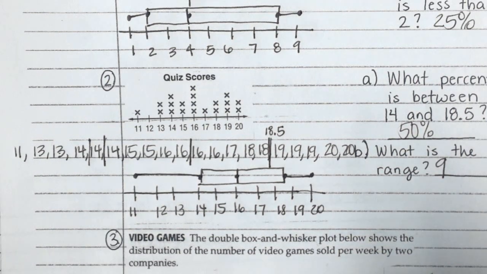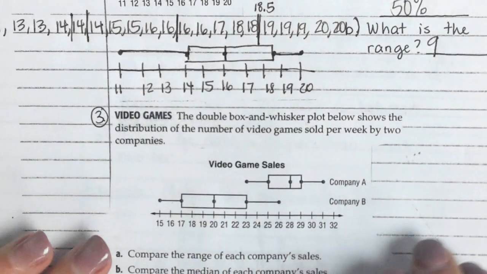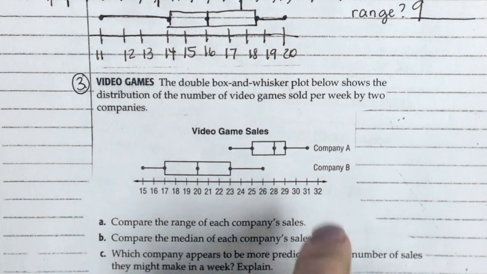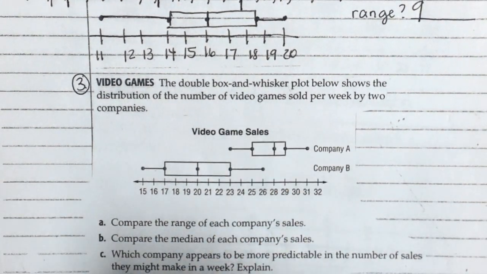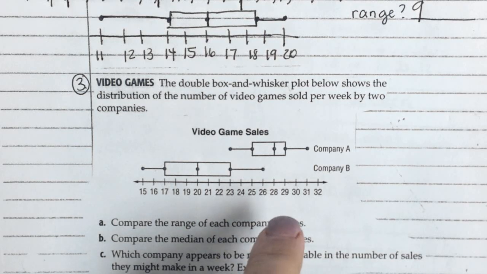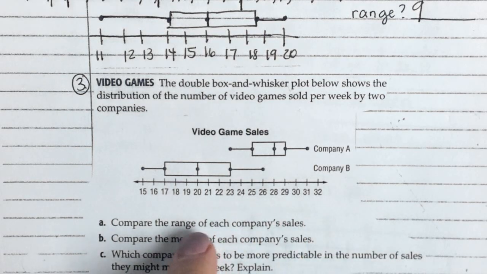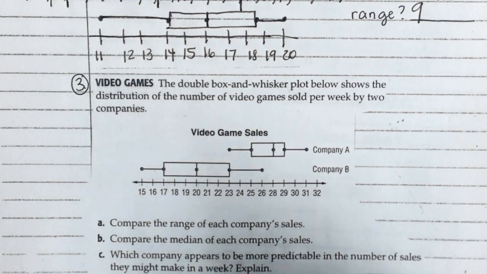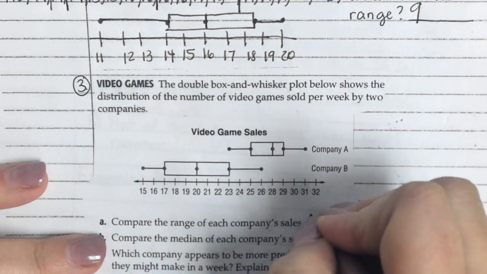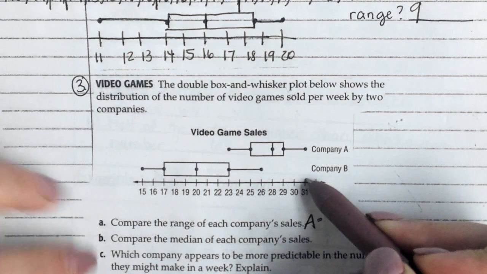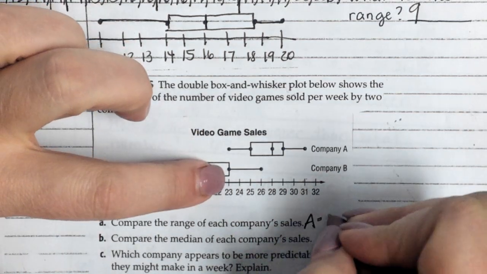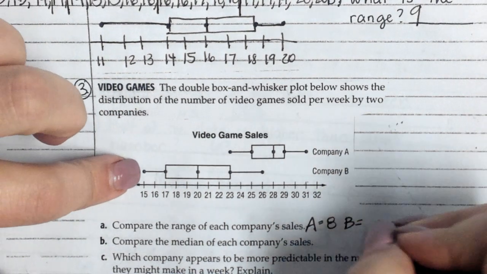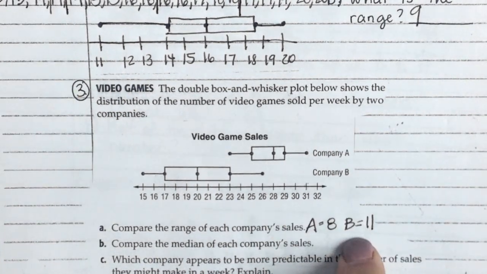Okay. All right, let's talk about interpreting. They have drawn the box and whisker for us. We actually have two we're comparing, two companies, and they're video games sold per week. What would company A's range be? It goes from 31 to 23, so 8. What about B? 11. So B has a wider range.